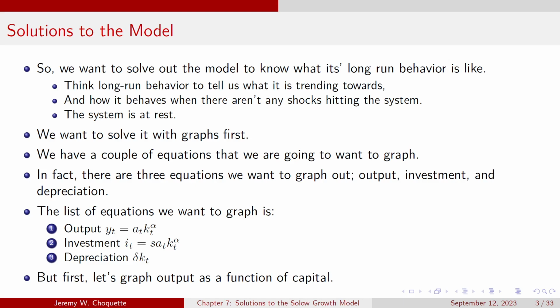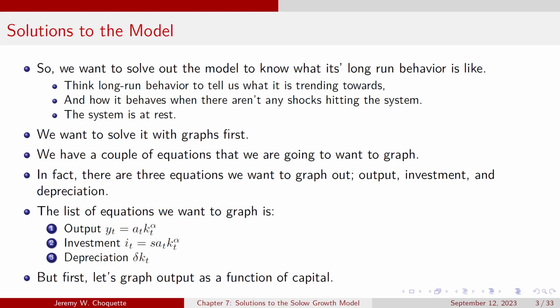So we're going to solve it out with graphs. And we've got a couple of equations that we're going to want to graph, right? Because if you're going to graph something, you need to have some kind of a function to actually graph out. And there's really going to be three equations that we want to graph: output, investment, and depreciation. So we've got output, which is y equals A times k to the alpha. We have investment, which is a constant fraction of output, s times A times k to the alpha. And then we've got depreciation, which is delta times k.